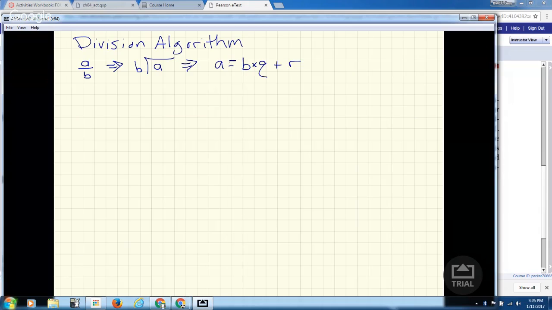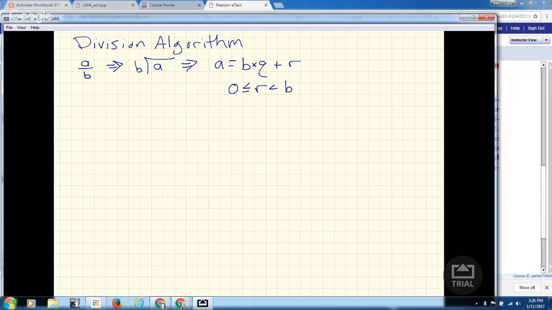So other things about this division algorithm, that remainder R has to be less than the divisor B, and it has to be greater than or equal to 0. So it could be 0, but it's got to be less than the divisor. And then Q is just some whole number. It's called the quotient and the remainder. The division algorithm is about quotients and remainders.